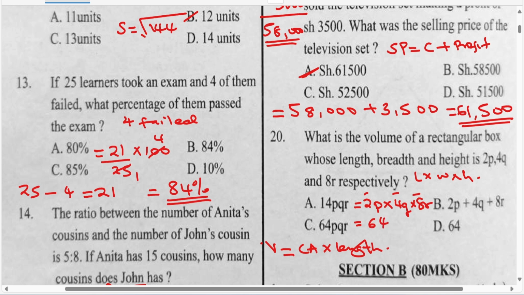Haya, ukiulizwa p times q times r, usije ukaandika sijui p squared sijui nini. No, you just join those letters. Therefore, you get pqr. So your answer is 64pqr.